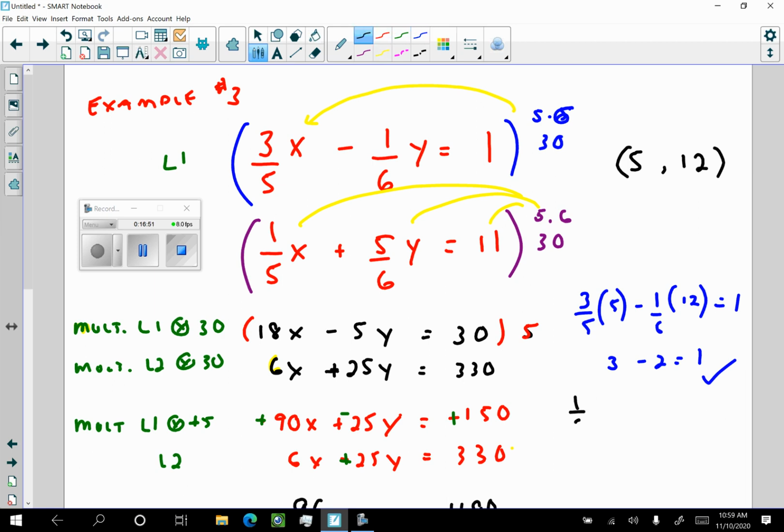1/5 times 5 plus 5/6 times 12. Does that equal 11? Well, 1/5 times 5 is 1. 5/6 times 12. 12 is 2 times 6. The 6 is canceled. 5 times 2 is 10. Does 1 plus 10 equal 11? Check, okay. So we are good and golden with our solution.